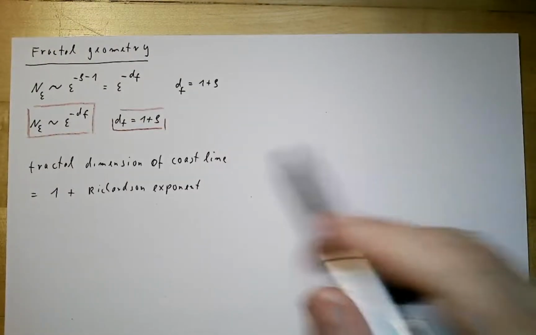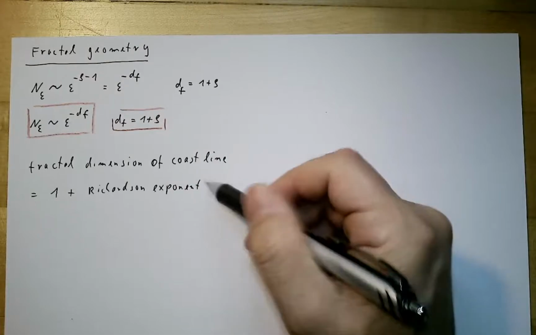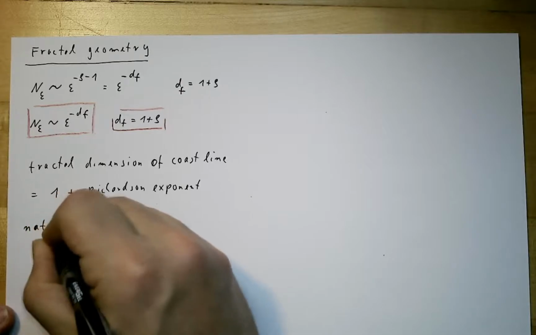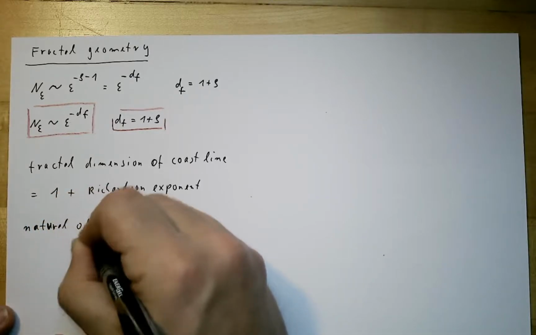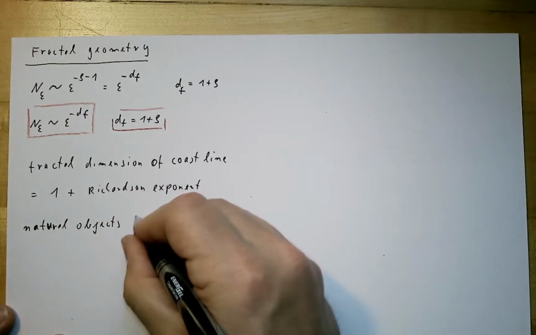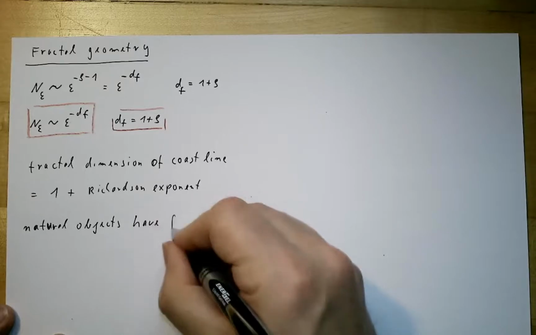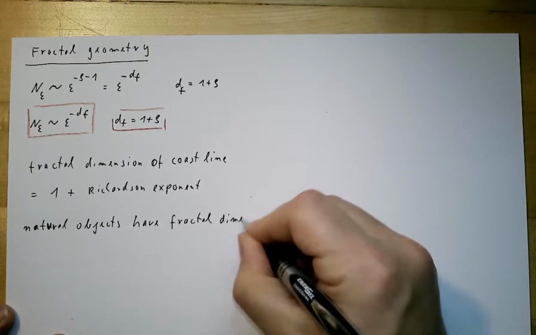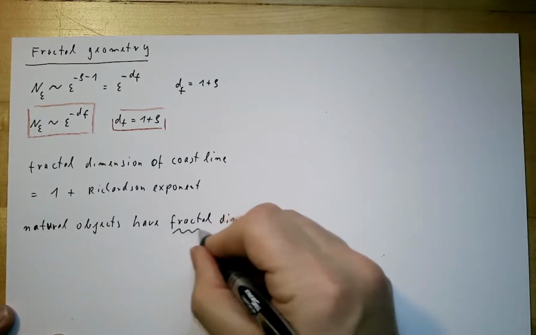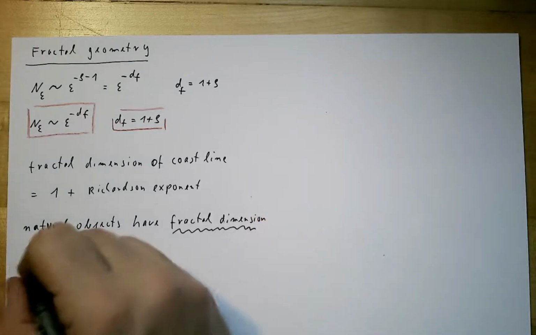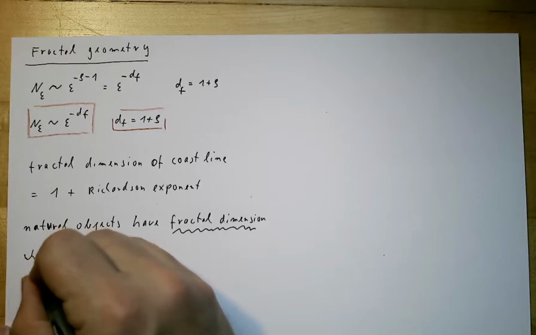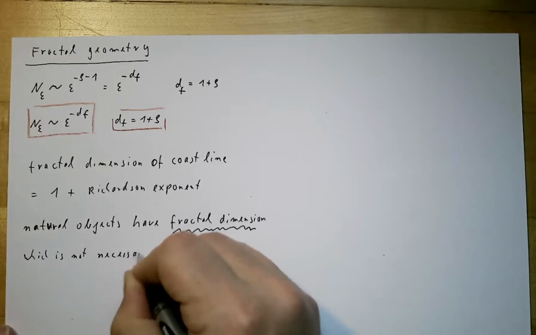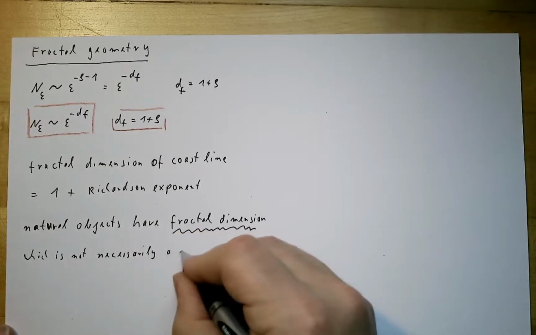And so we see natural objects can have a fractal dimension which is not necessarily a natural number.